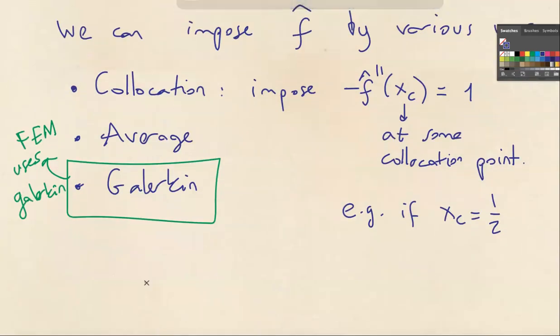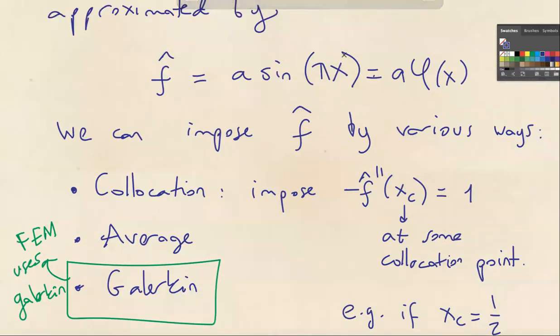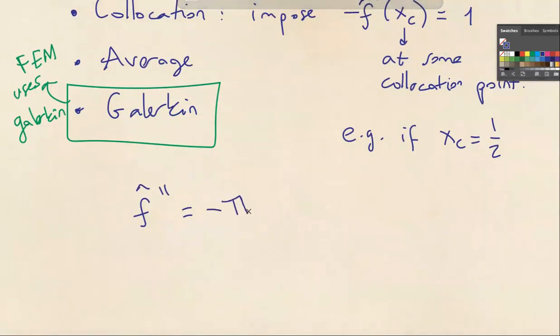So what does that mean? What is f hat second prime? The derivative of f hat with respect to x is equal to what? What is the derivative of sine pi x times a? Cosine. Pi times a times cosine pi x, and one more derivative is negative, correct? So it's going to be negative pi squared a sine pi x. So that is the second derivative.